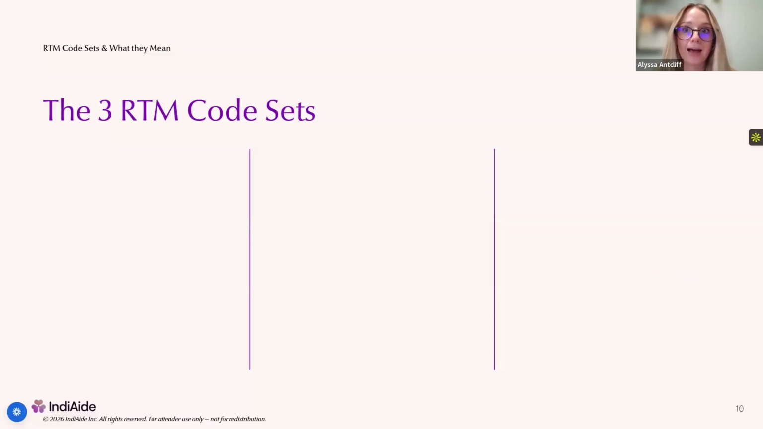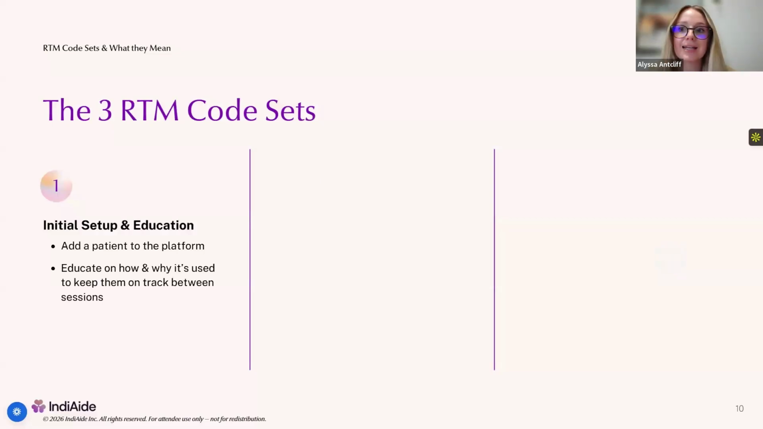Now, RTM has 3 code sets. So we've got kind of a theme here today. We're going to think in threes. The first is a one-time code that reimburses you for getting the patient set up with the technology and educating them on how and why it's used to keep them on track with their therapy progress between sessions. So it's just for the initial setup and patient education.